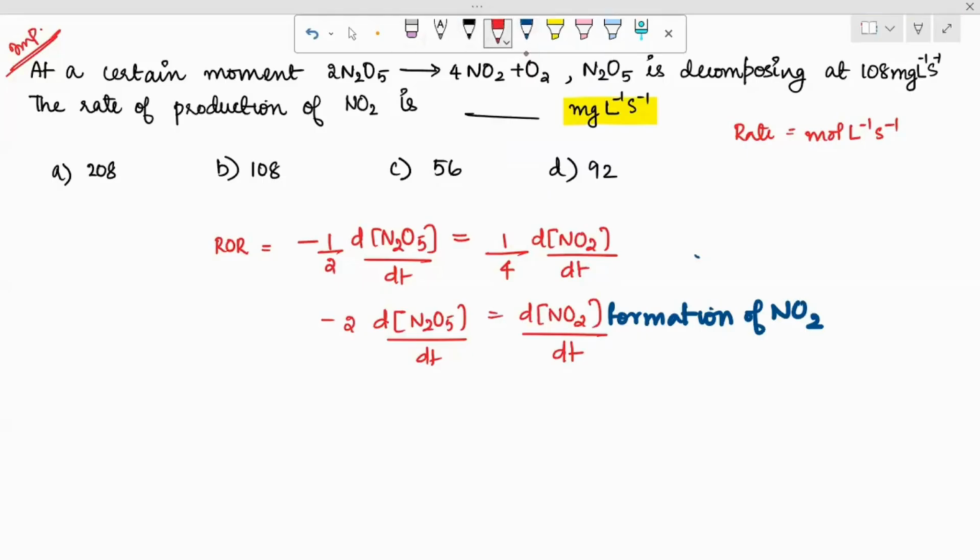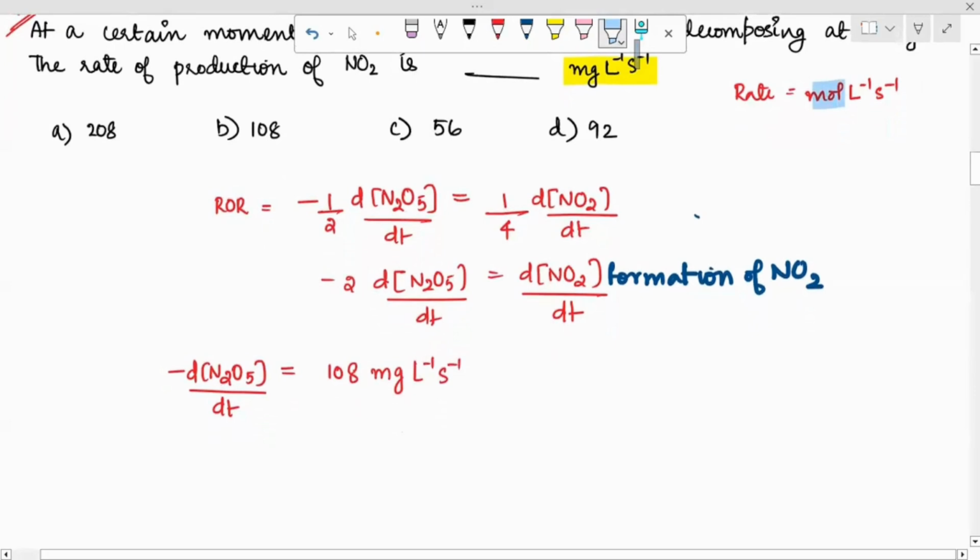So let's see what's given in the question. In the question, they have given the decomposition of N2O5 as 108. So decomposition is minus dN2O5 by dt. Understand that when the question is in terms of rate of decomposition, rate of disappearance, rate of consumption, coefficients are not considered. So when it is just decomposition, you don't consider the coefficient, and this is equal to 108 mg per liter per second. Now, as I said, we need to convert the unit. That is a standard unit of rate.